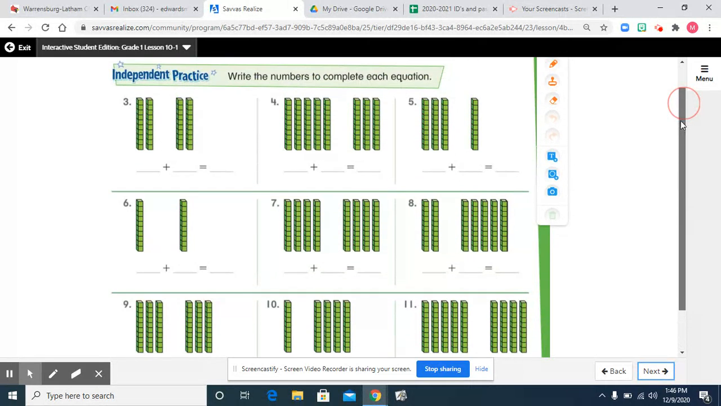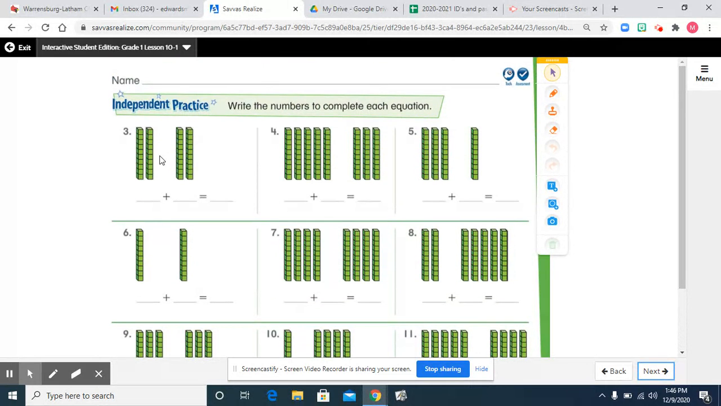Let's do one together so you know what you're doing here. Okay? So we start with 2 tens. This is 10, 20. So write 20 in the first blank. Now we have 2 tens here, and we know that's 10, 20.